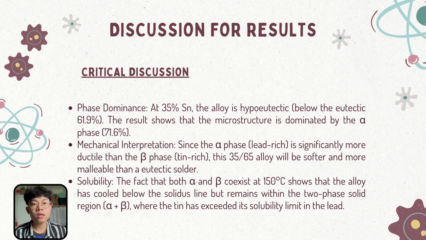For the mechanical interpretation, since the alpha phase, which is lead rich, is significantly more ductile than the beta phase, which is tin rich, this 35/65 alloy will be softer and more malleable than a eutectic solder. For solubility, the fact that both alpha and beta coexist at 150 degrees shows that the alloy has cooled below the solidus line but remains within the two-phase solid region, alpha and beta, where the tin has exceeded its solubility limit in the lead.